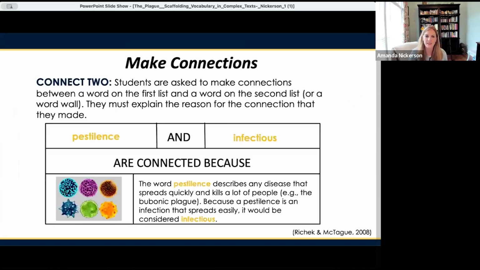One of the things that I also really like that I want to share as you're thinking about this, making connections across words, is an activity called Connect To, where students are asked to make connections between a word on the first list and a word on the second.